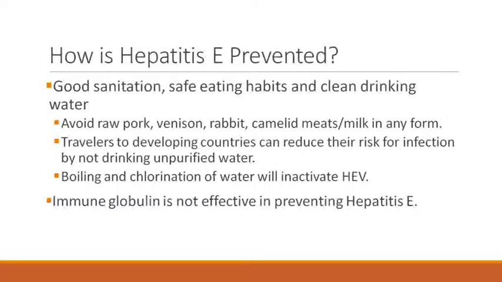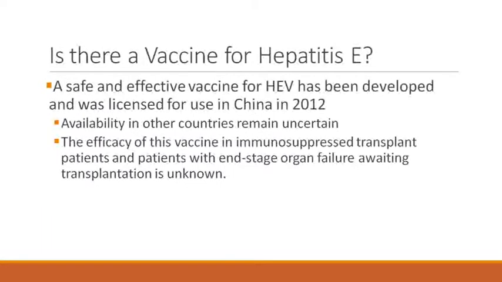Good sanitation, safe eating habits, and clean drinking water are the key for prevention of hepatitis E. Immunoglobulin is not effective in preventing hepatitis E, and there is a vaccine for hepatitis E. However, it was licensed only for use in China in 2012. Whether it's available for other countries is not clear at this time. The efficacy of the vaccine in immunosuppressed transplant patients is also not clear at this time.